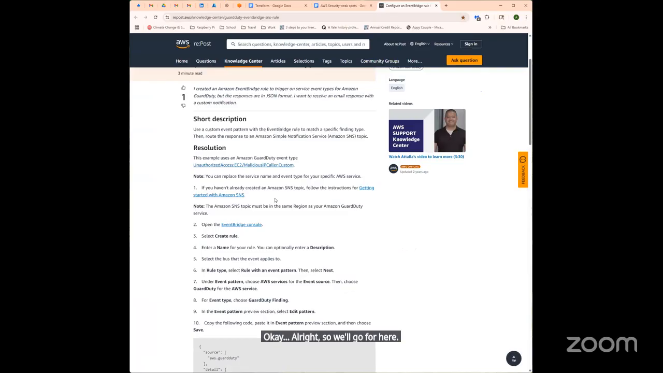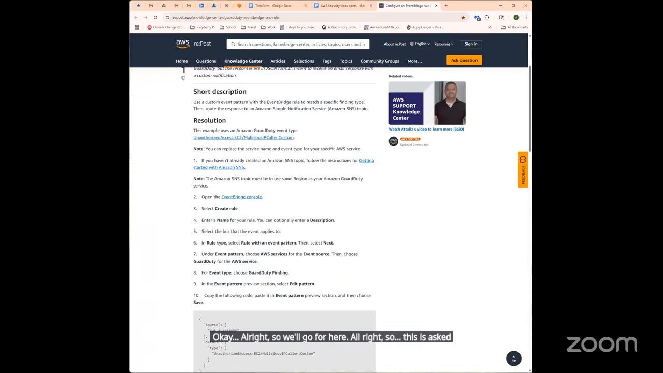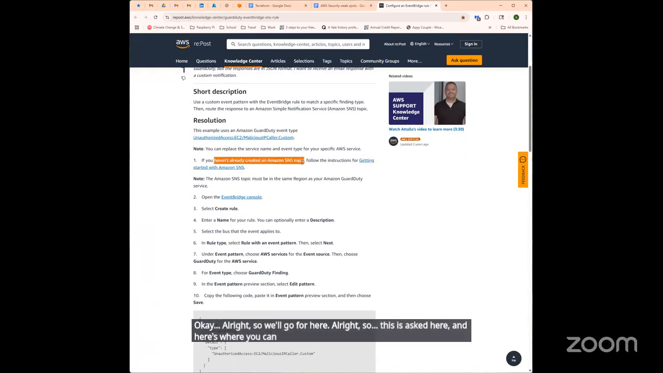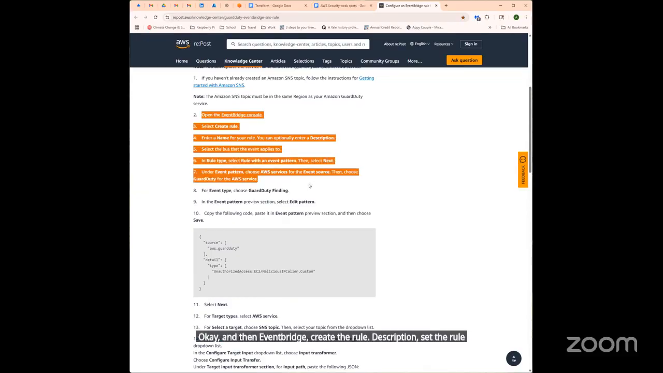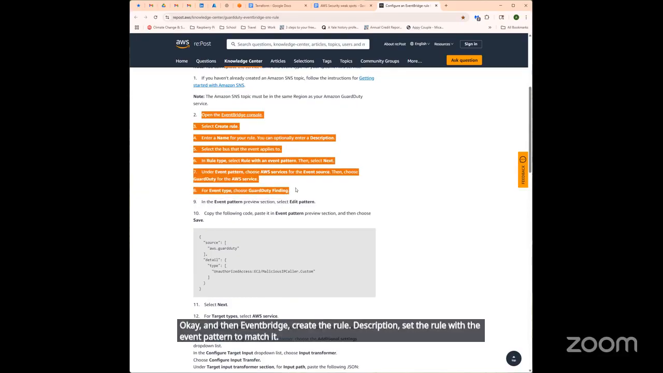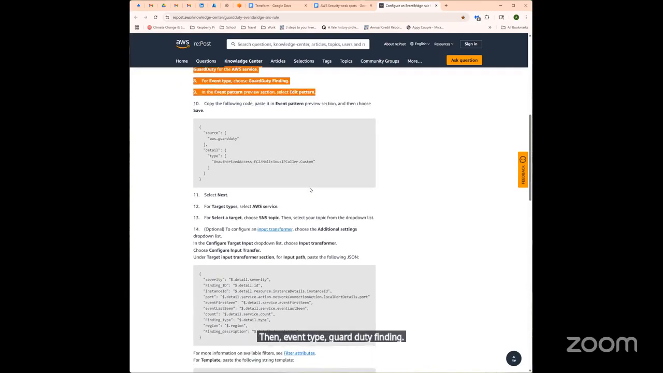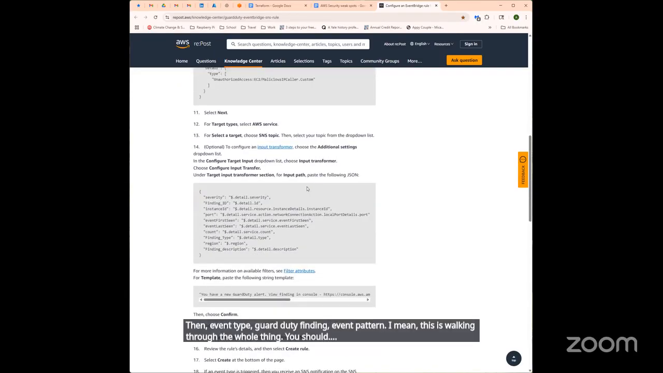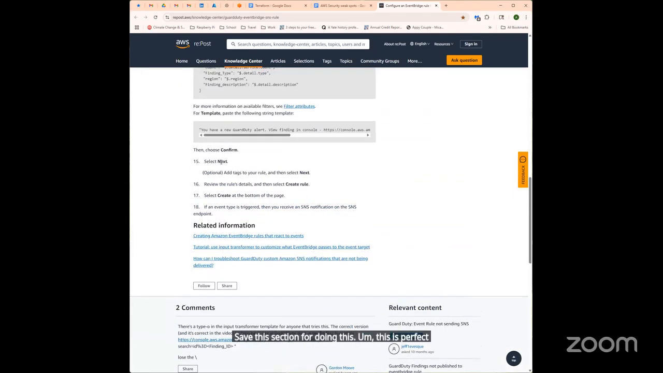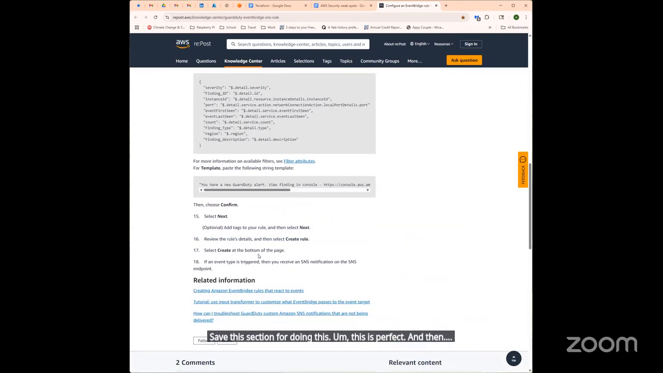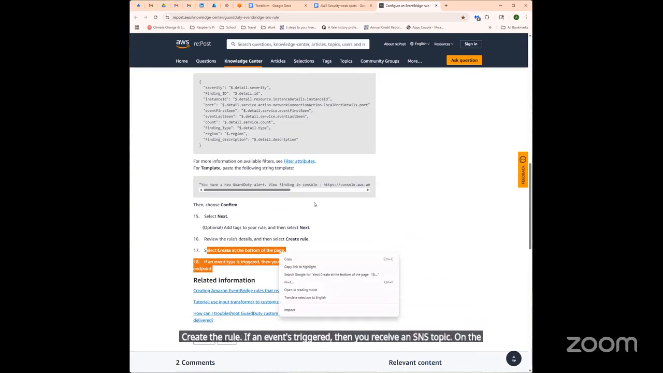All right, so this is asked here. And here's where you can see, you create the SNS topic. The SNS topic must be in the same region as GuardDuty. Okay, and then in EventBridge, create the rule. Description, set the rule with the event pattern to match it. Then event type, GuardDuty finding, event pattern. I mean, this is walking through the whole thing. You should save this section for doing this. This is perfect. And then create the rule. If an event's triggered, then you receive an SNS topic on the SNS endpoint. That covers it.